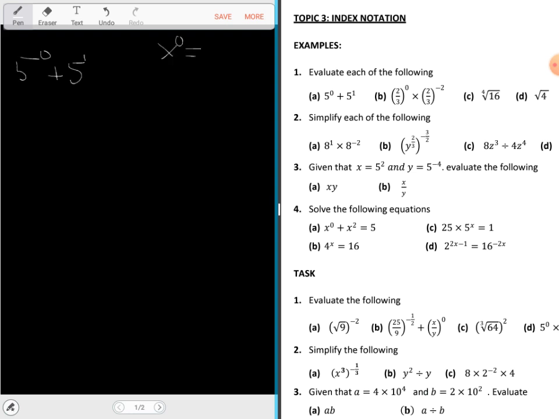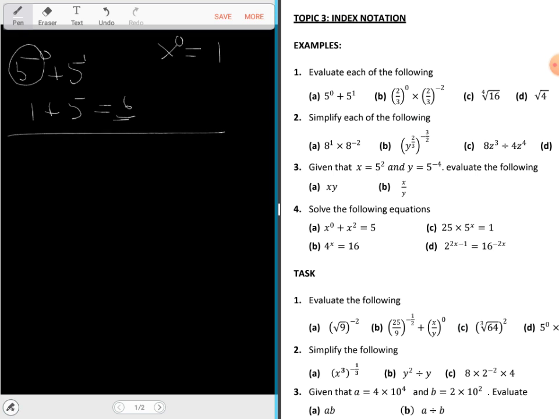Anything to the power 0 will give you 1. So what we have here is just 1 plus, and 5 to the power 1 just means 5. So here you have 6 as your answer.